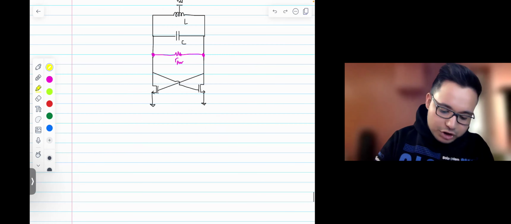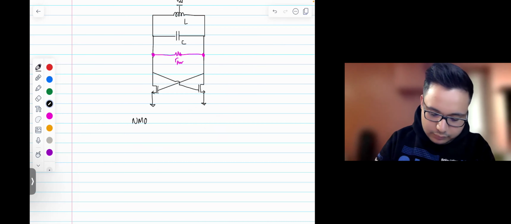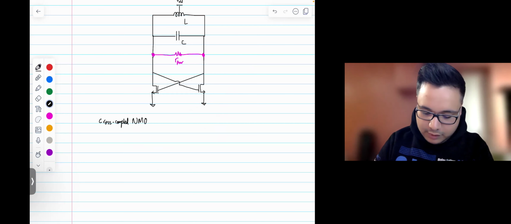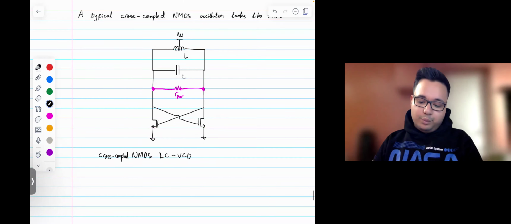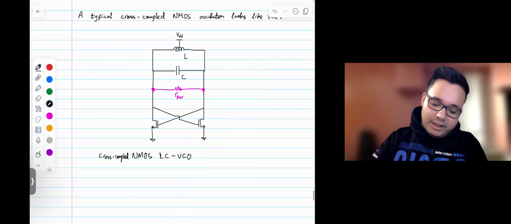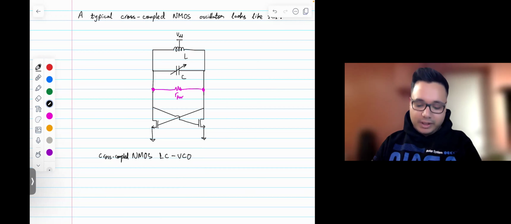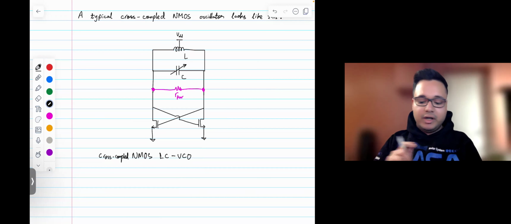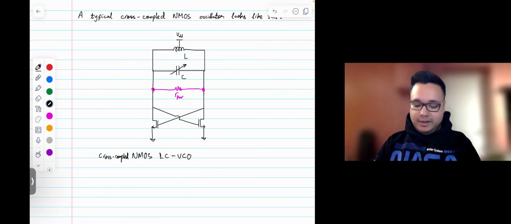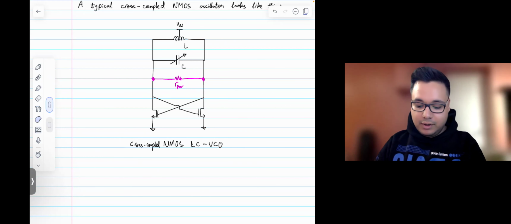And so this topology is called a cross-coupled NMOS VCO or LC-VCO. Now, so far what I've discussed is pretty much an oscillator, not a variable oscillator. But you can basically have a capacitor. If it varies, then this circuit would basically become a VCO, right? And you can vary the capacitance to vary the frequency of this oscillator. So yeah, that's basically one of the ways you can build an on-chip oscillator.